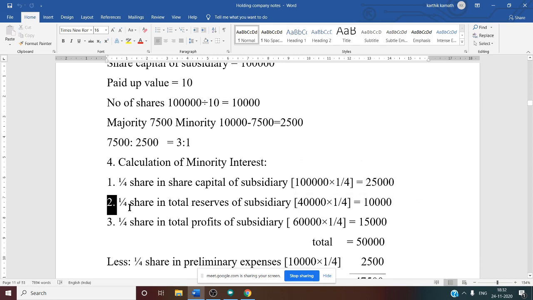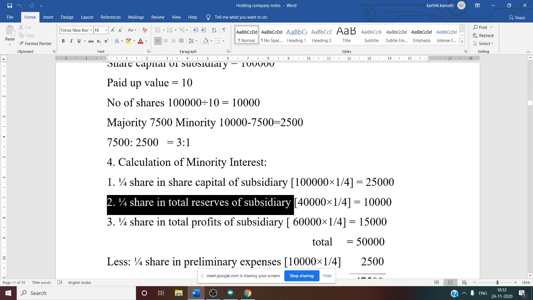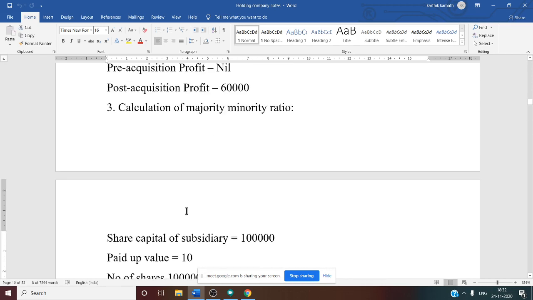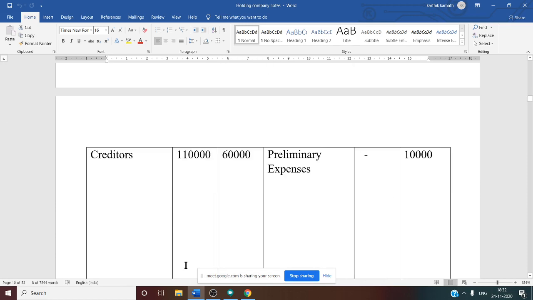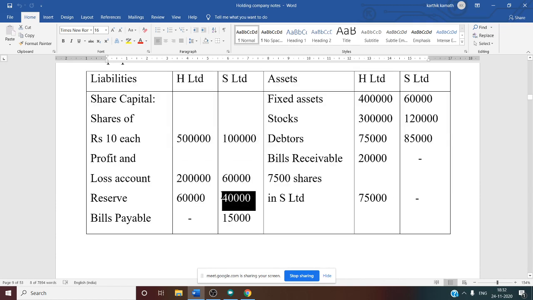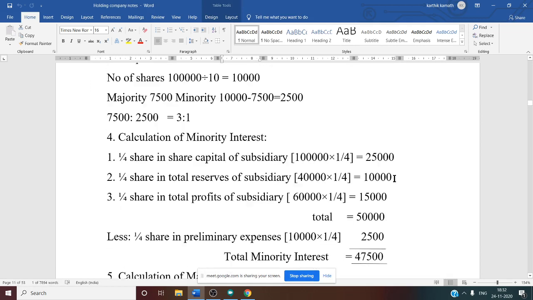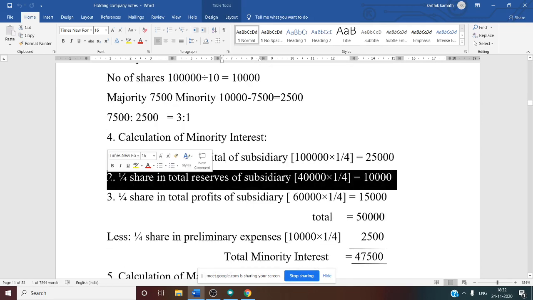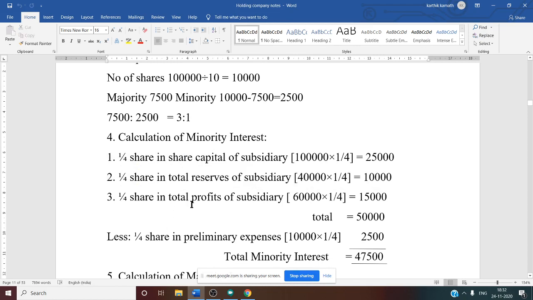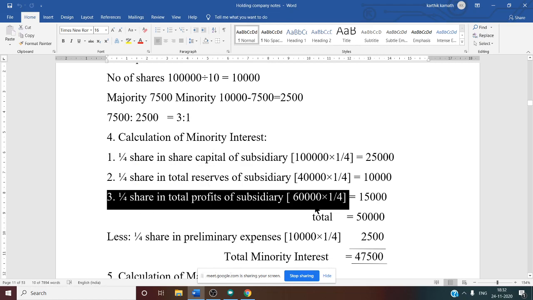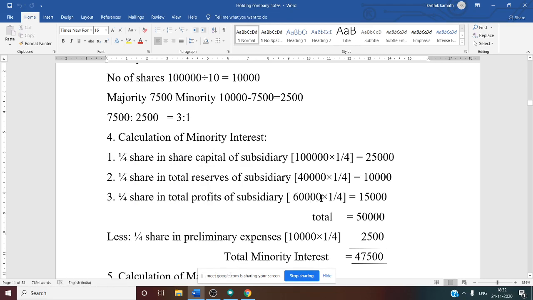Then the second one, 1 by 4 share in the total reserve of the subsidiary. You can easily get that by seeing the question: total reserve of the subsidiary is 40,000. On 40,000 you take 1 by 4, which is 10,000. Then the third one is 1 by 4 share in total profit. The total profit of the subsidiary is 60,000 given in the question. 60,000 into 1 by 4 gives 15,000.